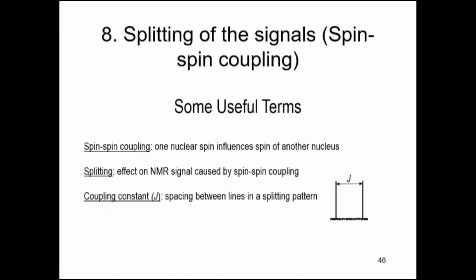Let us see now some useful terms and splitting of the signal. Okay, spin-spin coupling. One nuclear spin, that is one rotating proton, influences the spin of the other nucleus, the adjacent proton. The splitting is the effect on the NMR signal caused by spin-spin coupling. And what is coupling constant? J. It is the spacing between lines in the splitting pattern.